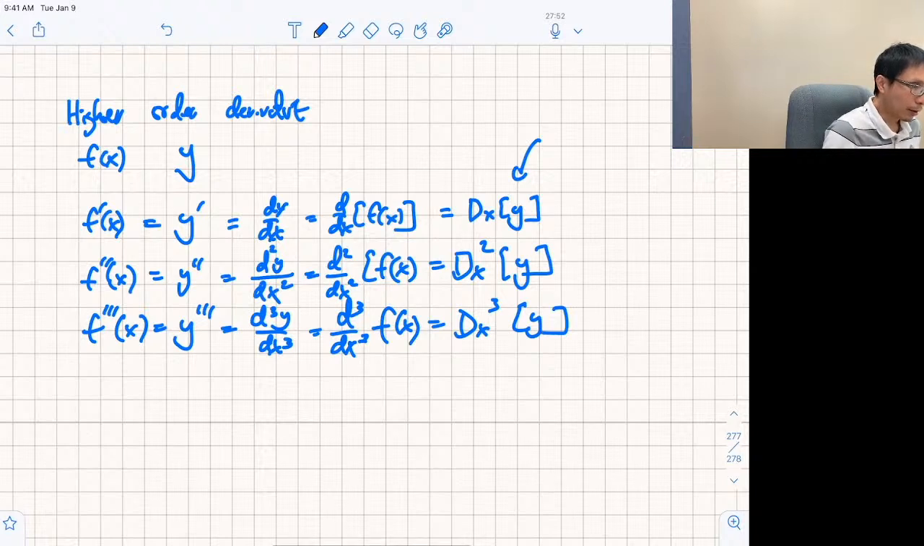Now, for something more than that, usually you don't represent it with primes anymore, because if I want a 73rd derivative, I don't want to write down 73 primes. So usually after the third, you're going to write down the number. So it'll be the fourth derivative, y with a 4. That's not a power of 4. That just means take the derivative 4 times. Or y to the 4th like this with parentheses.